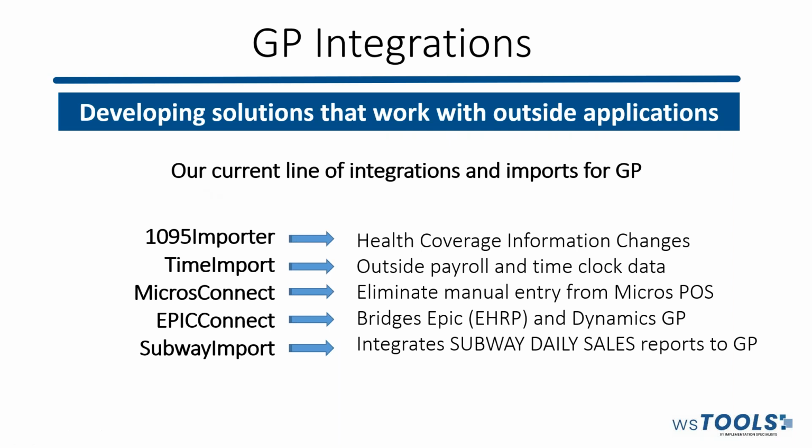And so we have a 1095 importer that allows you to bring in that data to get those 1095s to your employees. A time import, again, bringing in data. It could be from a time clock application or something that you just want to bring in some data into payroll. And then we have others that we've done very specific to, like Subway as an example, right? Or Epic, etc. And so there are specific products that need to be fed into GP. We do those as well. And so if you have something that you're like, oh, if I wouldn't have to retype this all the time or import it all the time, we can have that set up automatically with an integration.